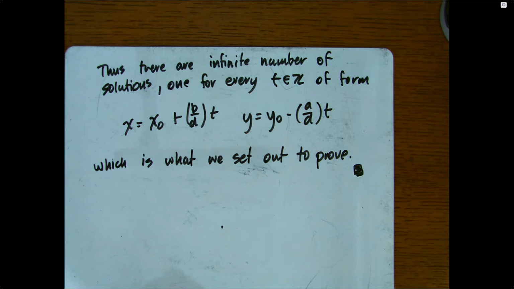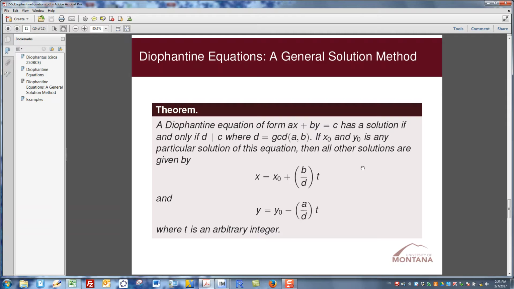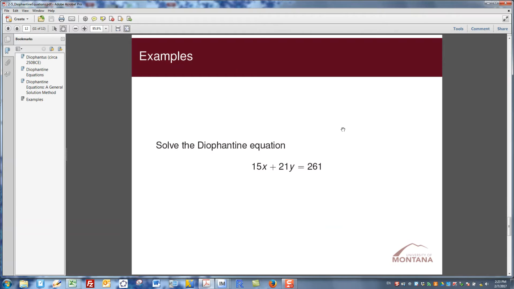All right, so I hope that makes sense. Let's go ahead and go back to the slides and talk a little bit about how we can use this. So let's go ahead and pick a little bit harder of a Diophantine equation. Let's do 15x plus 21y equals 261. And we'll go ahead and solve this and use our newfound tool to do so.